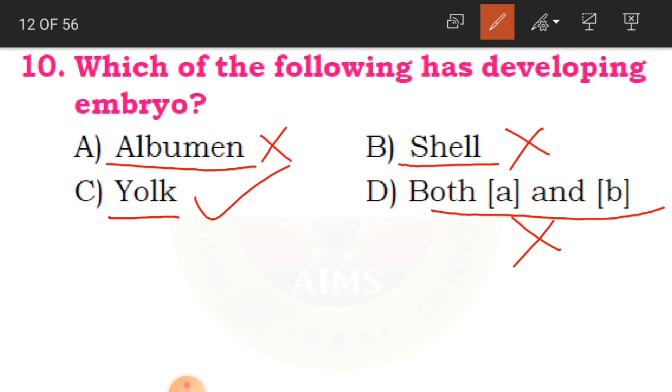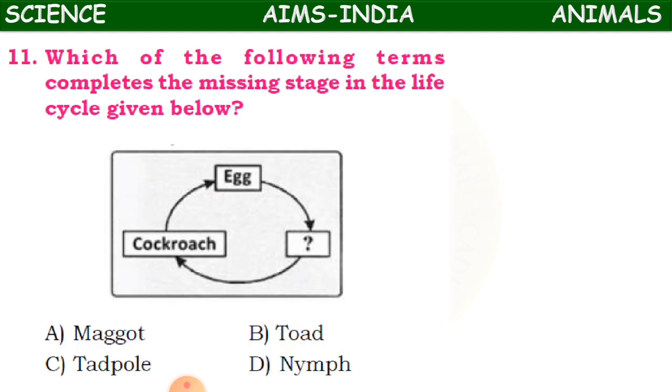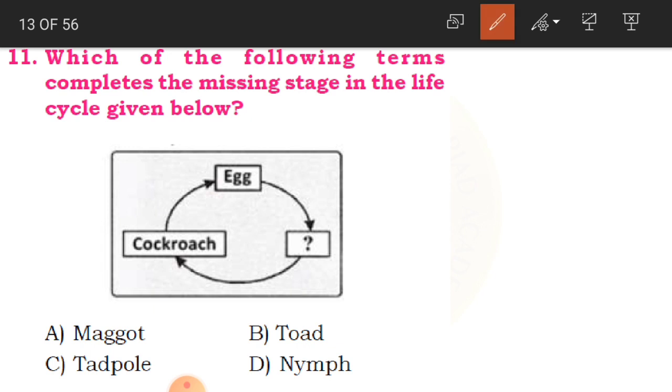Okay, children? Now we'll move into the 11th question here. Which of the following terms completes the missing stage in the life cycle given below? See here, children. It is about the cockroach here. Cockroach life cycle. So here, there are only two stages. The third stage here is a question mark. Now, we have to identify which stage this is.